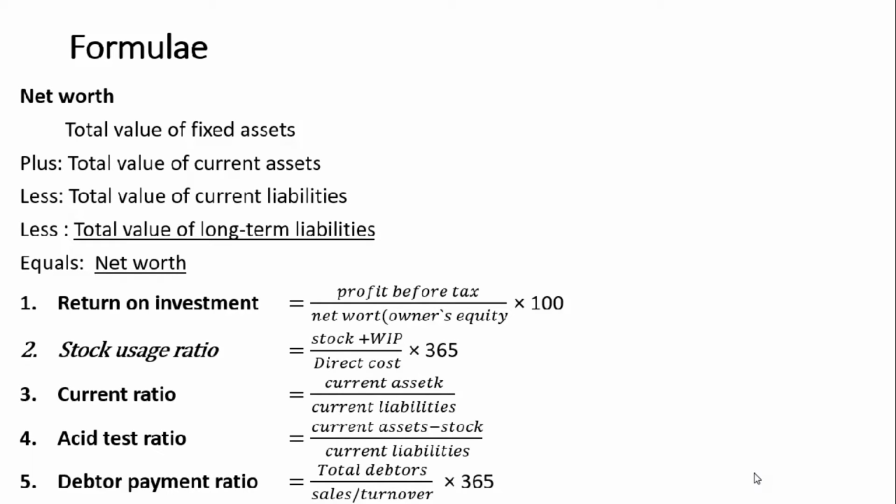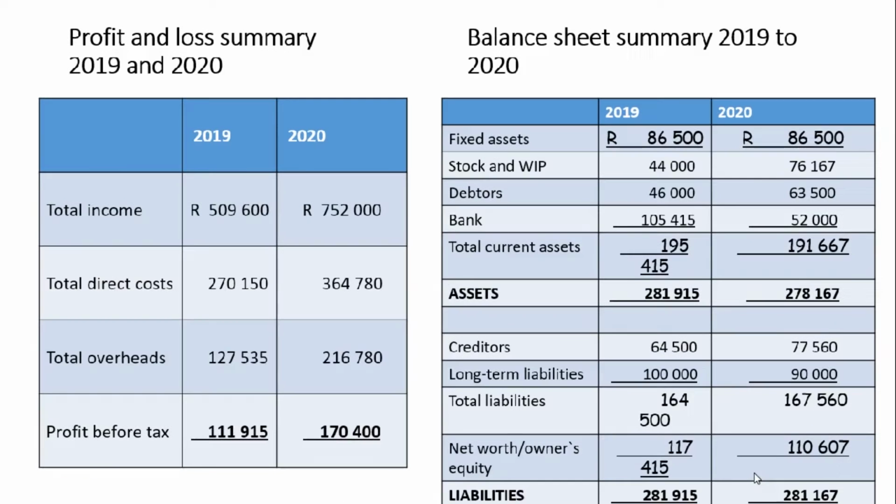The last formula is to calculate the debtors payment ratio. In calculating the debtors payment ratio, the formula says the total debtors or average debtors divided by the sales or turnover, multiplied by 365 days. Let us look at the information in our summary of profit and loss for 2019-2020, and also the balance sheet for 2019 and 2020. We are going to use these two financial statements to do the analysis.